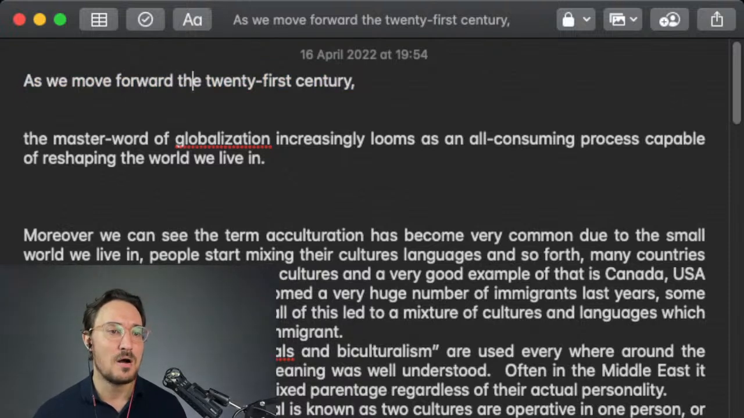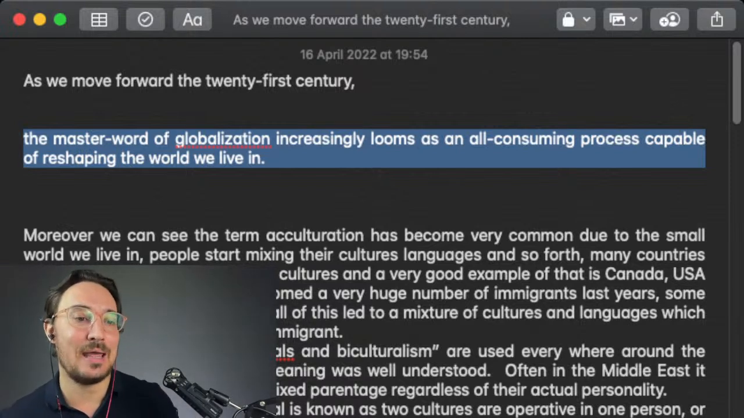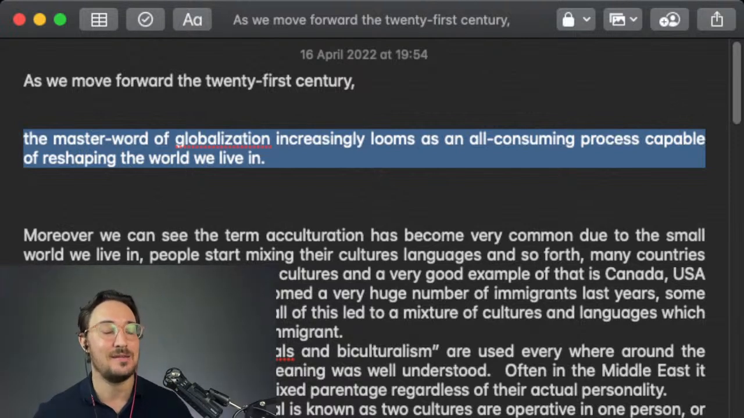Then the next part, the master word of globalization increasingly looms as an all-consuming process capable of reshaping the world we live in. Okay, so this is obviously an academic essay that's been submitted. And students writing academic essays often write too much. That's my opinion. Because you're trying to sound very grown up. You're trying to sound very academic and clever. But I would say that it's better to keep everything simple.